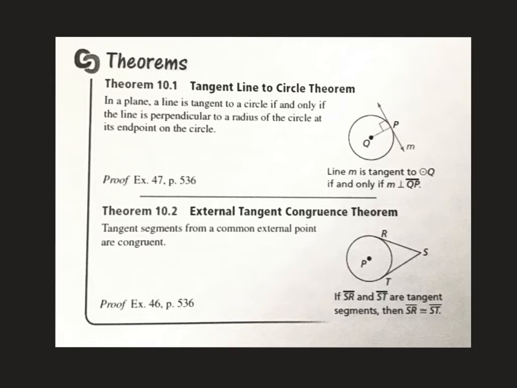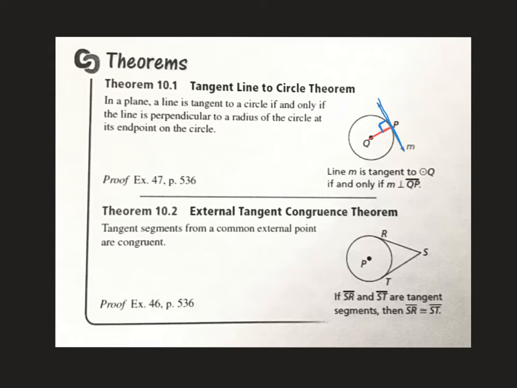So we have a couple of theorems about tangent lines in circles. The first one is the tangent line to a circle theorem. In a plane, a line is tangent to a circle if and only if the line is perpendicular to the radius of the circle at the endpoint of the circle. So basically, we have a radius here, QP, and we also have a tangent M, and that tangent and that radius always are going to form a right angle. So they're always going to be perpendicular, always going to have a 90-degree angle.